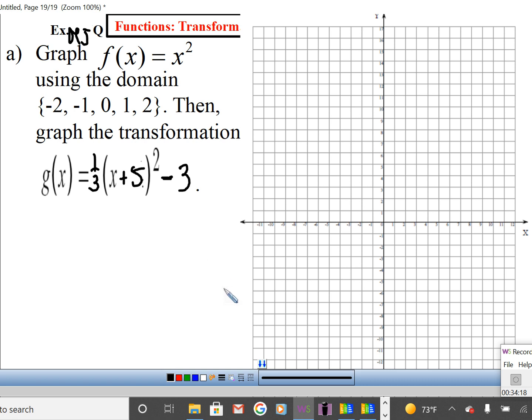All right, good conversation. Lenny, so up or down? Down, so put an arrow pointing down. Left or right? Left, 5. Stretch or compress? Compress, that is correct, because it's 1/3 compress. So you know what to do. Table for your original, you plot it, and then a table for 1/3 f of x, you plot that, and then at the end you move it those steps.